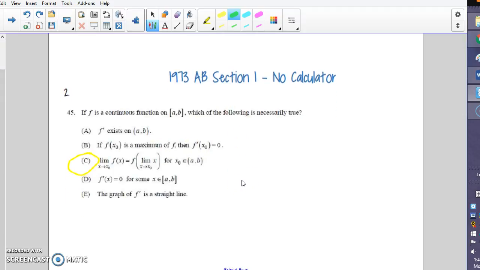Number 2, the answer was C. If f is a continuous function on [a, b], what is necessarily true? Well, if it's continuous, this is a different play on the idea of your definition of continuity. It's just worded very differently. So as x approaches that x sub 0 value of that function, it's going to be the same as what that function is defined at.